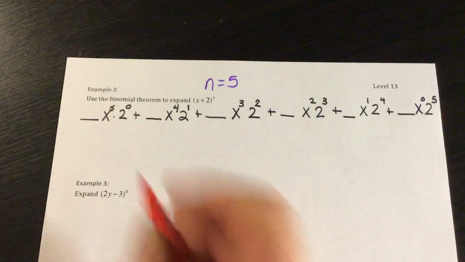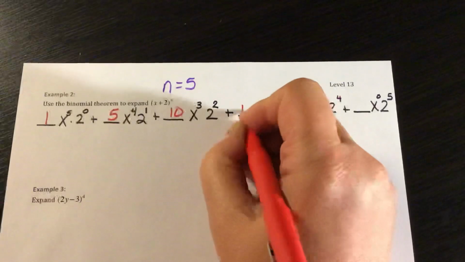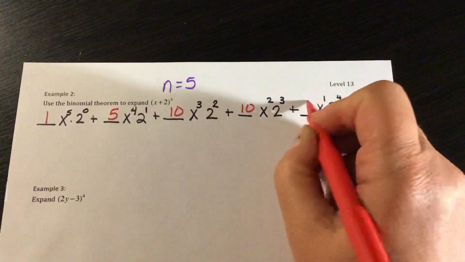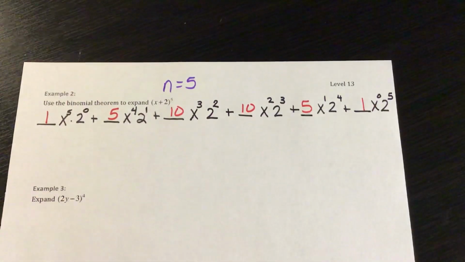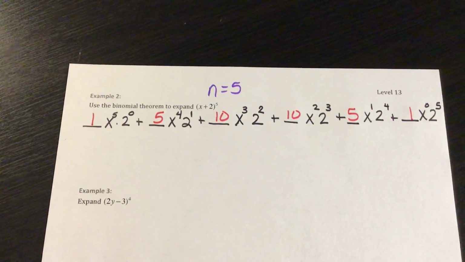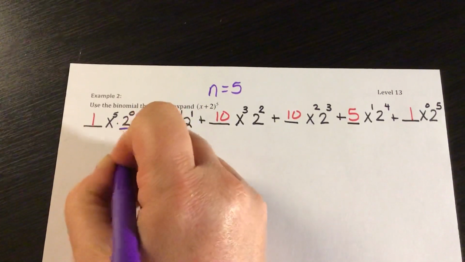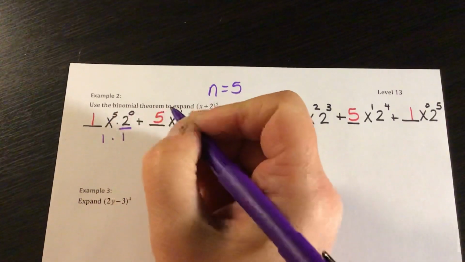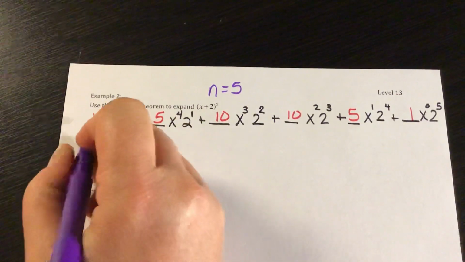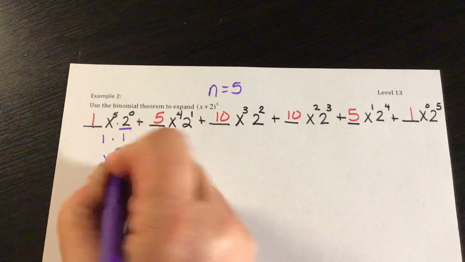So I'm going to go back up here. I'm going to put a 1, a 5, a 10, 10, 5, 1. All right, so now I got some calculating to do because I can't just leave this like this. It needs to be simplified. So if I look at this, I have 2 to the 0, which is 1. This is 1 times 1, which is 1. So my coefficient here is 1x to the 5th, or just x to the 5th.